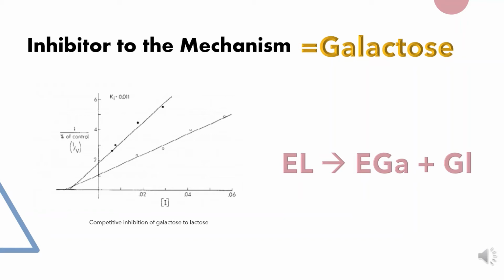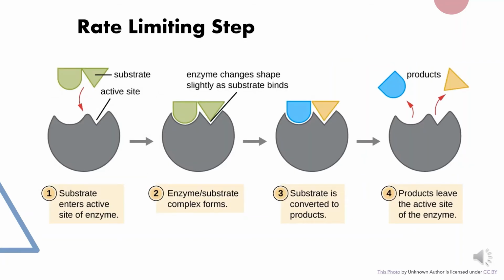The graph is depicting the results of the study, showing that there was indeed competitive inhibition between lactose and galactose. The equation shown is the one for the rate-limiting step, which tells the concentration of the enzyme lactose complex that is converted to the concentration of enzyme galactose complexes and the concentration of glucose. The rate-limiting step is the slowest step of a reaction.